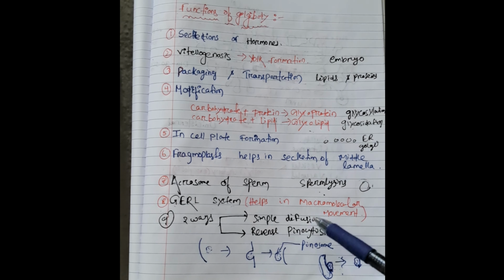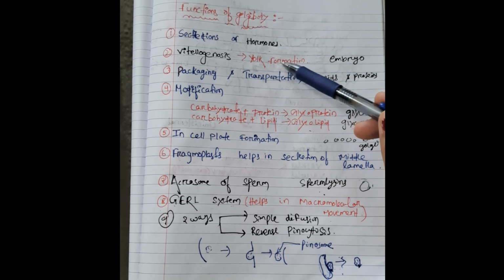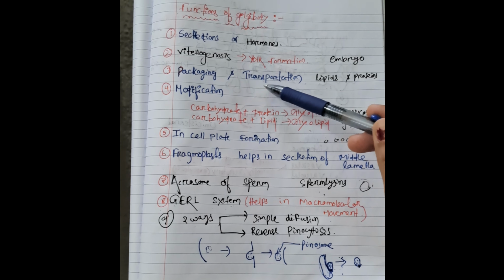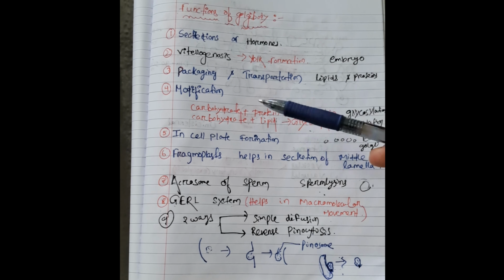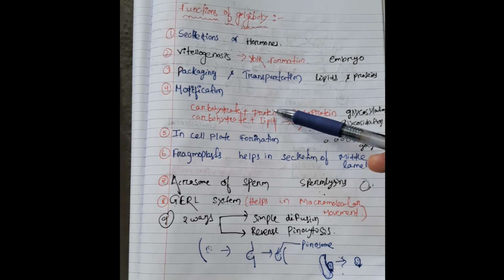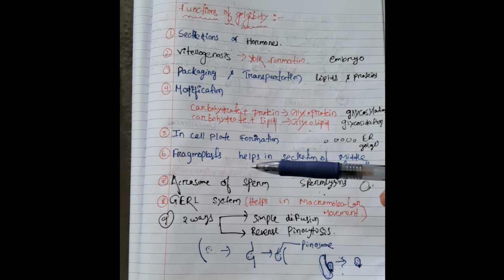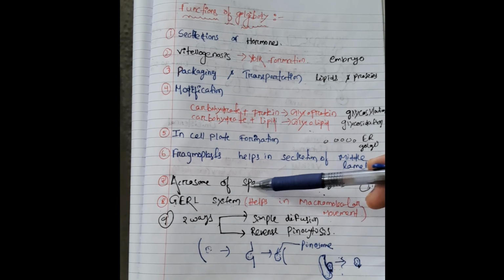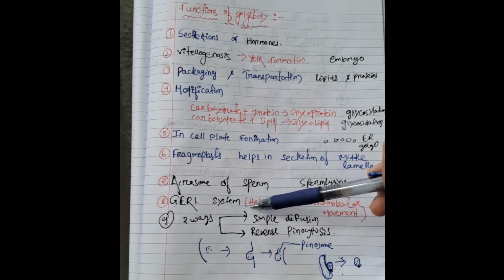Let's revise this. So first is the secretion of hormones, helps in the vitellogenesis, packaging, transportation, modification of substances, cell plate formation, and also forms the acrosome of sperm, and helps in the GERL system.